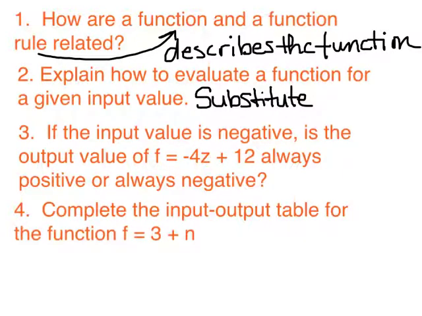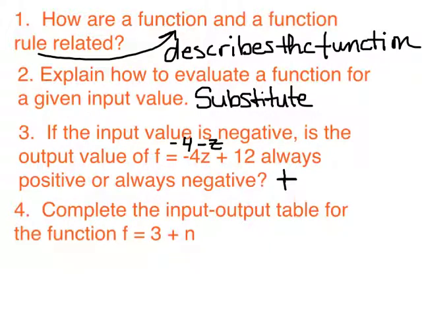Number 3, if the input value is negative, is the output value of f equals negative 4z plus 12 always positive or negative? It's going to be always positive. And the reason is if you take a negative and you plug it in for z, negative 4 times a negative z is always going to give you a positive, and then you're going to add 12 to it.